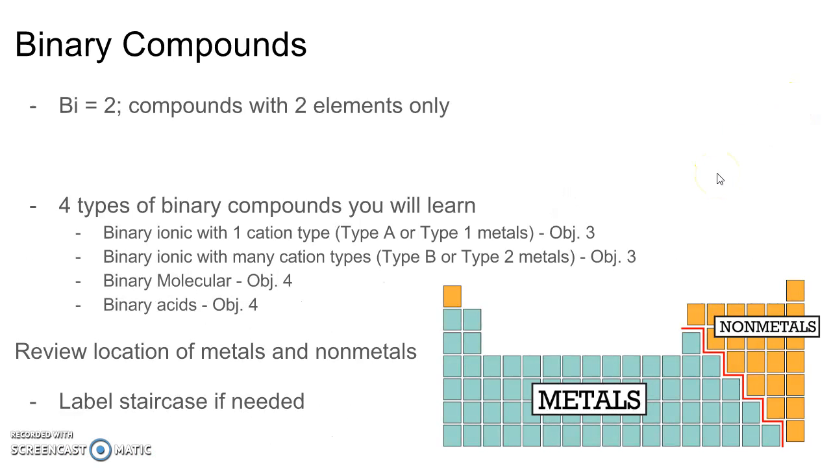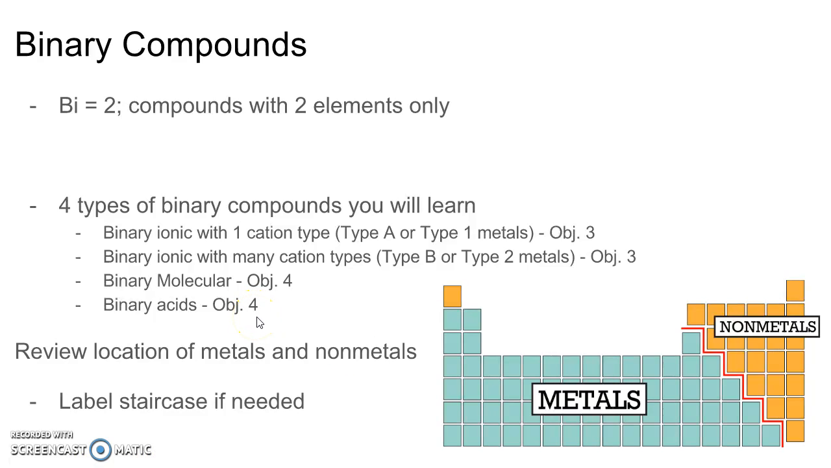The first thing we're going to review is binary compounds. Bi means two, so these are compounds with only 2 elements. You're not going to see 3, 4, 5 elements in these first compounds. There are 4 types of binary compounds you will learn: binary ionic with 1 cation type, and binary ionic with many cation types, that difference between type A and type B. We're going to cover both of those in this objective. And then in objective 4 and actually objective 5, we're going to cover molecular and binary acids.